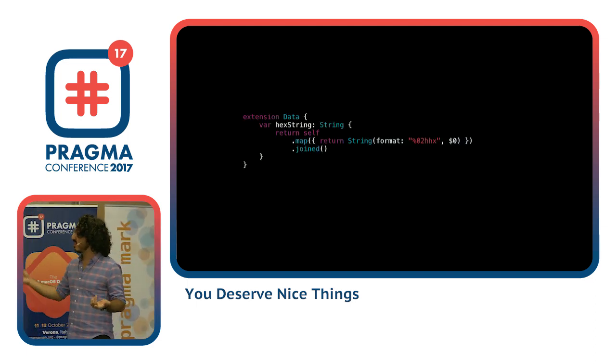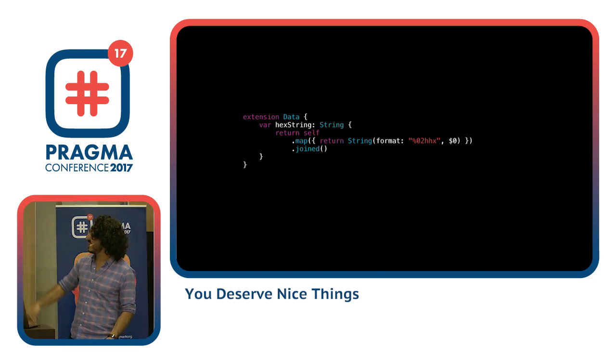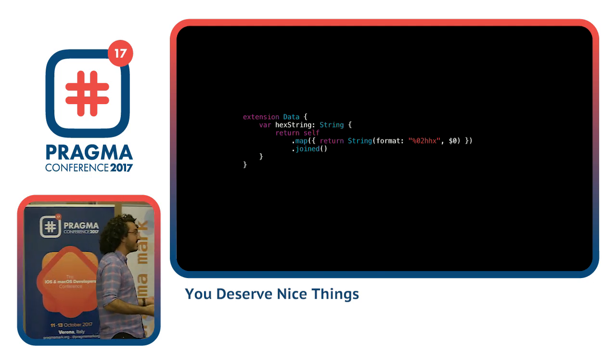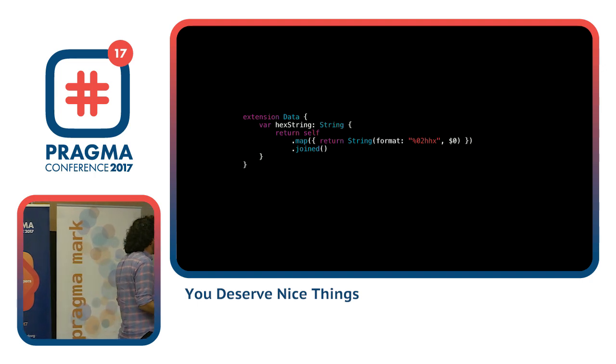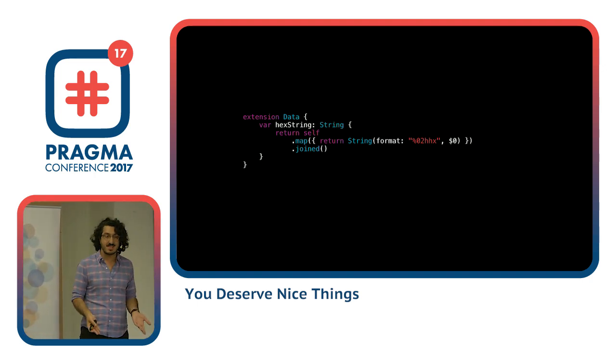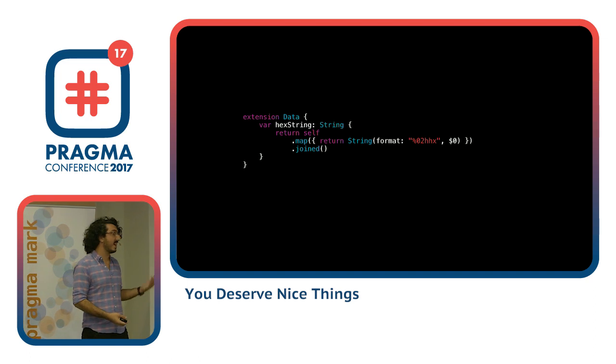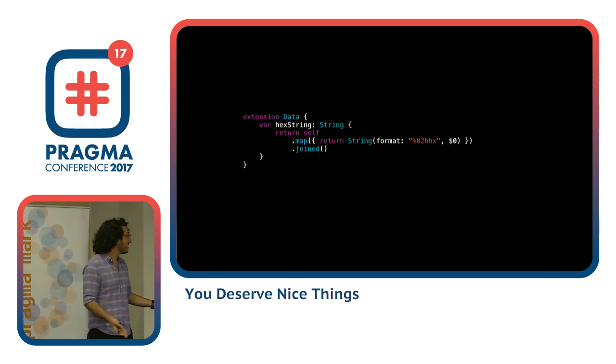Another example, I mean, come on, I don't know what %02hhx means. I never want to have to type that. I don't care how to convert data into hex. It's not interesting to me. And every time I do push notifications, I have to go look this up to find it. And it's like, this should just be in the system. Don't I deserve nice things?